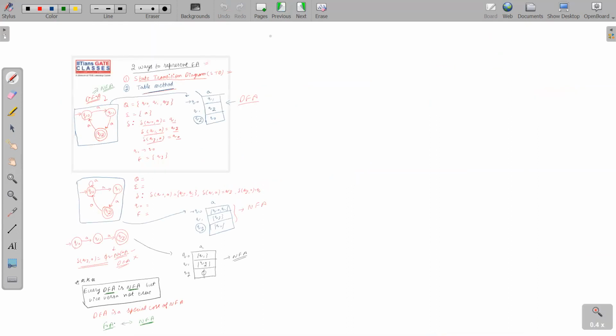Let me give you some examples here. This was our DFA. Let's take a string like null. The smallest string is null. Null is nothing but a power 0; you have taken nothing. Please remember this: if any machine accepts null, this means that the initial state will be final.